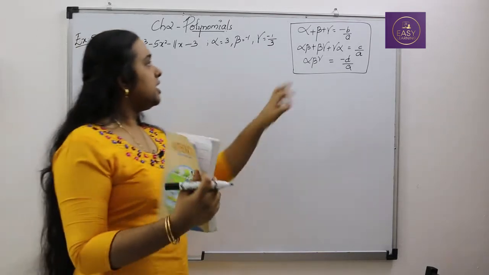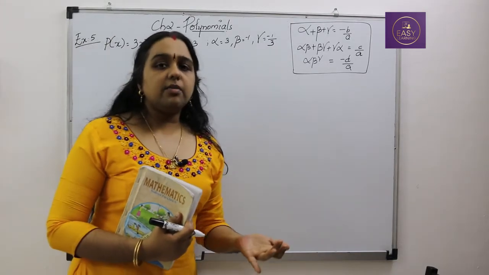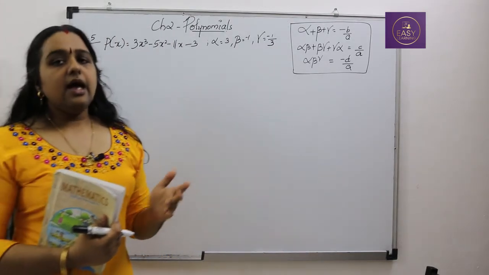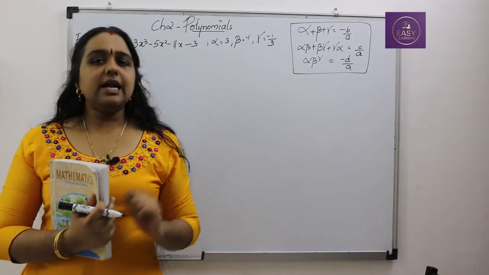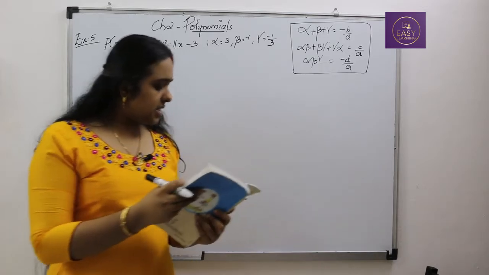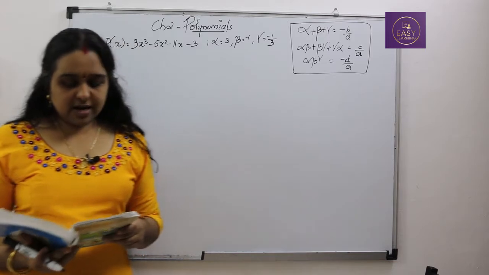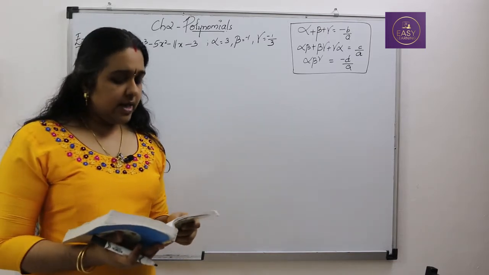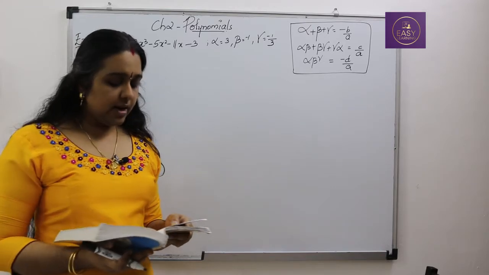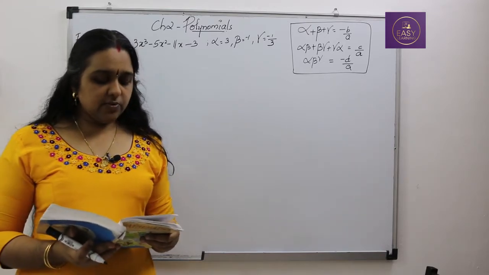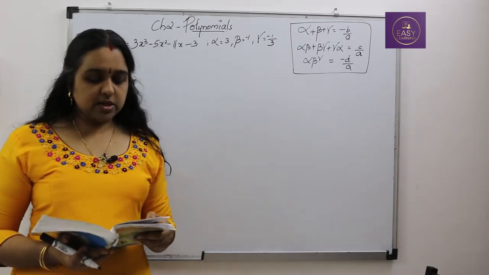What are the relations? Alpha plus beta plus gamma equals minus b by a, alpha beta plus beta gamma plus gamma alpha equals c by a, and alpha beta gamma equals minus d by a. These were the relations. So in example 5, one question is there to verify the relationship. I'll just read out the question. Verify that 3, minus 1, minus 1 by 3 are the zeros of the cubic polynomial p of x equals 3x cube minus 5x square minus 11x minus 3, and then verify the relationship between the zeros and the coefficients.